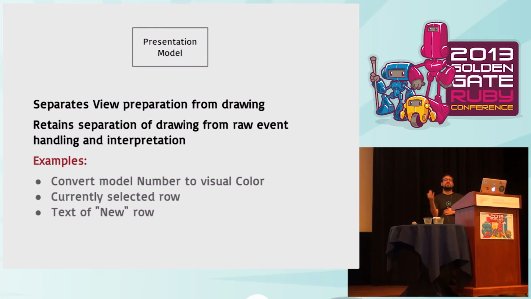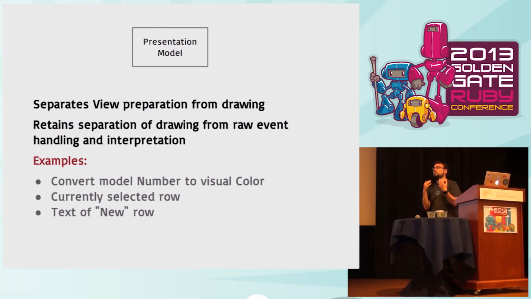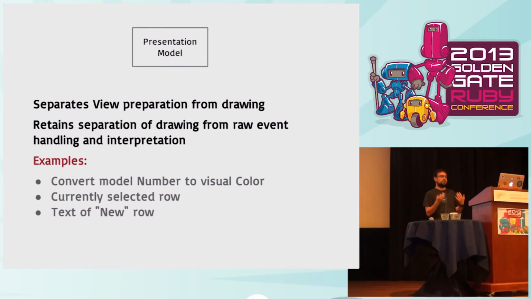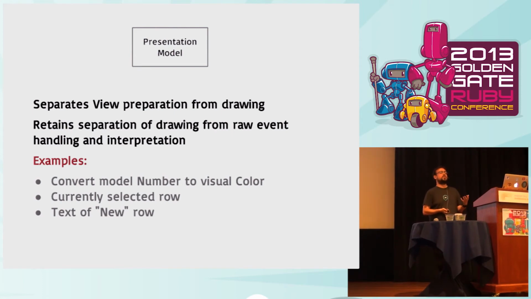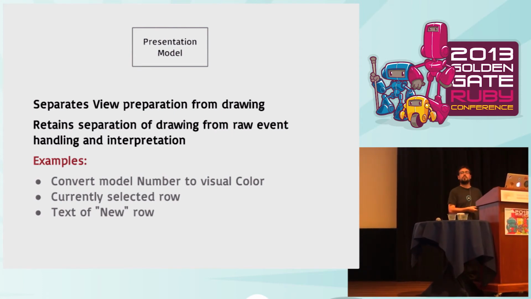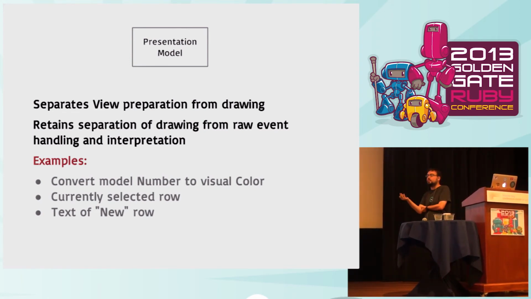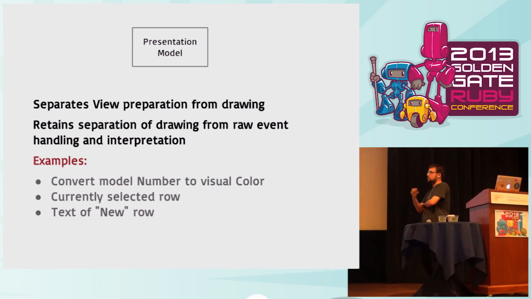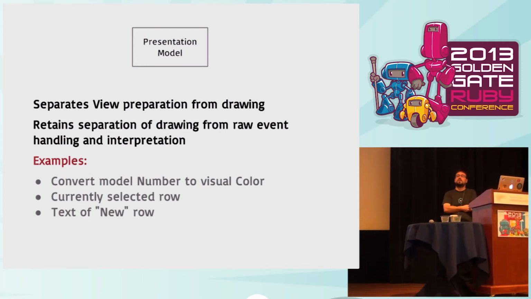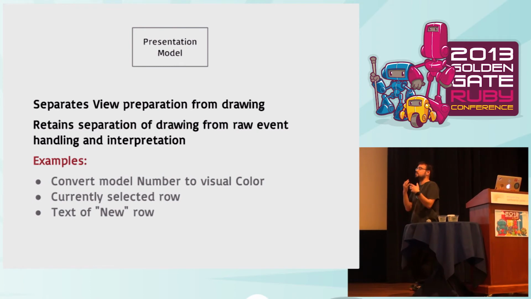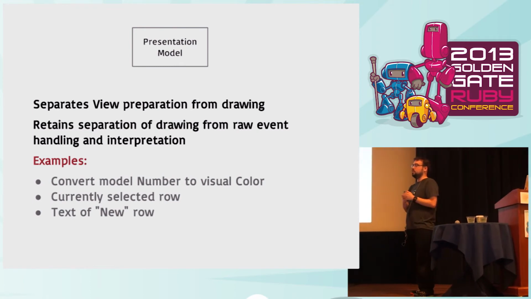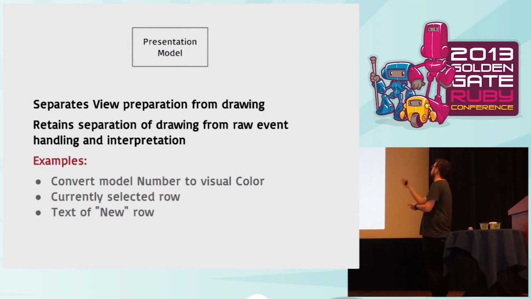So the presentation model's job is to separate the preparation of the view from drawing. And it retains the separation of drawing from the raw event handling that we had before in the previous MVC pattern. Examples here are: convert a number into a color, store information about what row is currently selected, where should that go, and things like, okay, I'm in the middle of typing into a new row. Obviously, I don't have a model for that yet. Where should I put that? So the text of the new row might go into this presentation model.